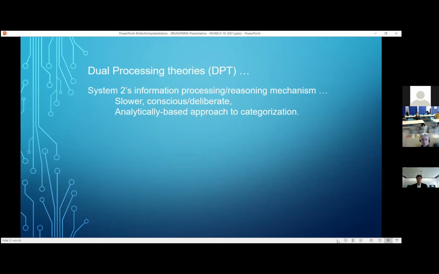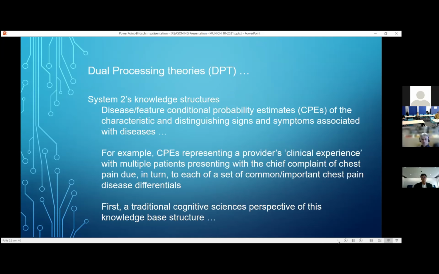System 2 is where most of my research has been, and it's quite a different process. It's slower, conscious, deliberate, and it's an analytically based approach to categorization. My research has suggested that perhaps the knowledge base that enables the formation of System 2 knowledge structures are what you would refer to as conditional probability estimates or disease-by-feature sensitivity estimates.